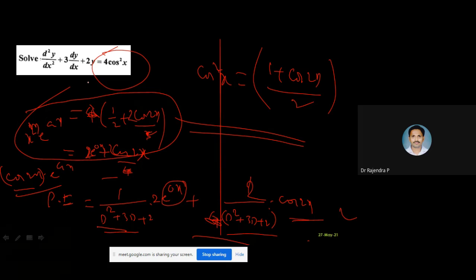Clear? So in the next class, we will take a new topic, variation of parameters. The method of variation of parameters, that we will discuss.